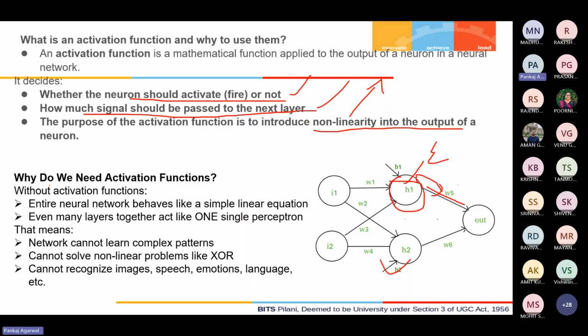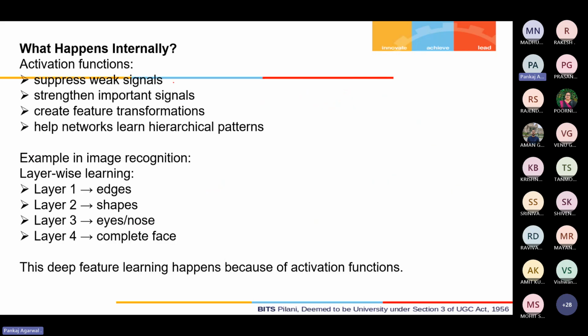Thank you, sir. So why do I need activation functions? Without activation functions, the entire neural network behaves like a simple linear equation; even many layers together act like one. If I did not use activation functions, it would actually be the work of a single layer only, and the use of multiple layers would remain the same. So obviously they would not be able to learn complex patterns. I think now the idea is very clear in your mind about what activation functions are doing.